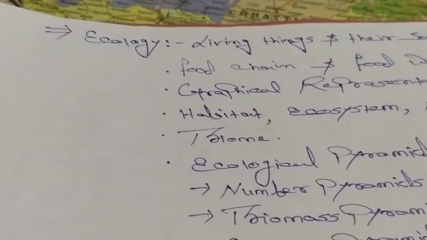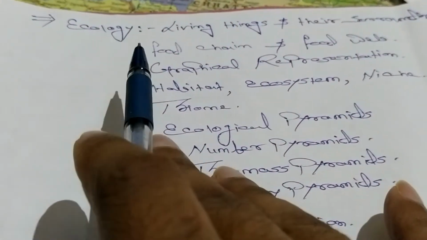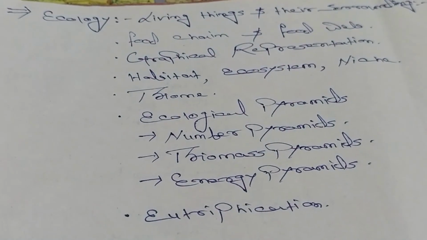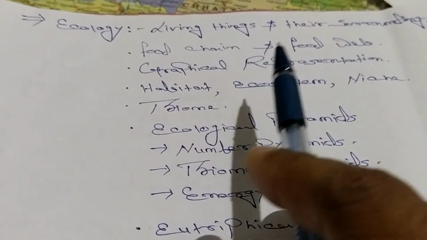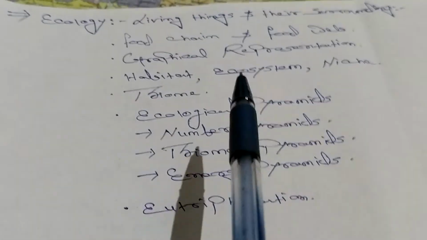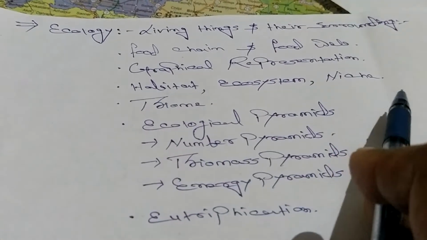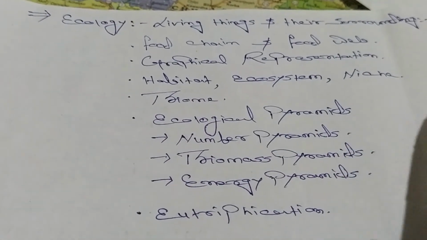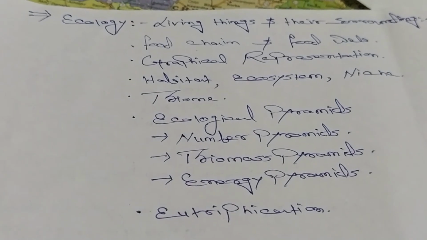Okay friends, then lastly comes the last section of geography, that is ecology. Ecology is the study of living places of organisms. Okay friends, in ecology, we will study living things and their surroundings. We will discuss the food chain and food web, then graphical representation of food chain and food web, then habitat or actual place of living of organisms, then ecosystem, then niche, same species living in a place, then biome.